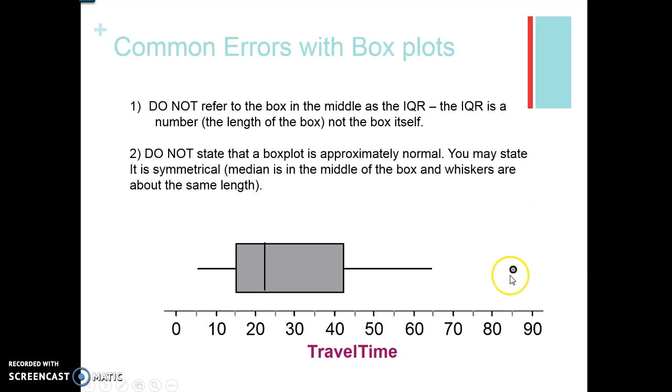Okay, so if we look right here, we have our outlier over here, we can state that this is about skewed to the right because we sort of have a longer right tail than a left tail.